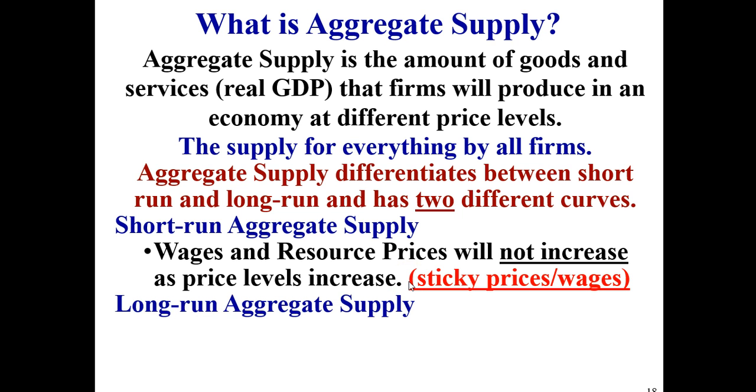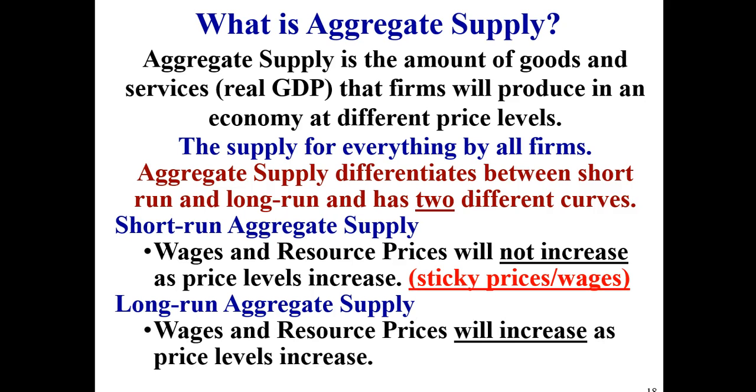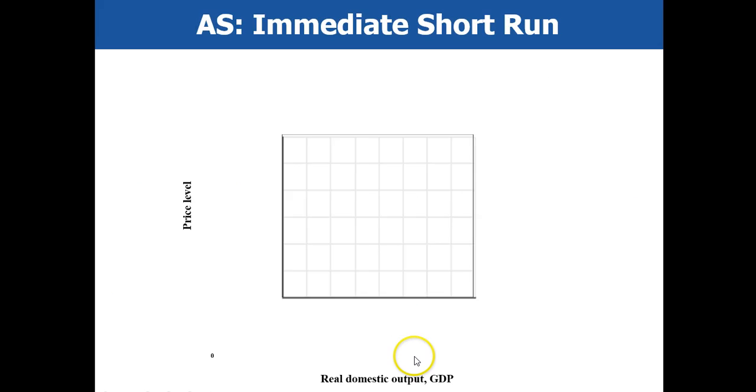Long-run aggregate supply is a different scenario, and that says that in the long run, wages and resource prices will increase as price levels increase. So that's why we call it sticky in the short run, because it's not a permanent holding down of resource and wage costs, but it is a temporarily sticky situation, and over time, there will be an opportunity for those prices or those costs to increase.